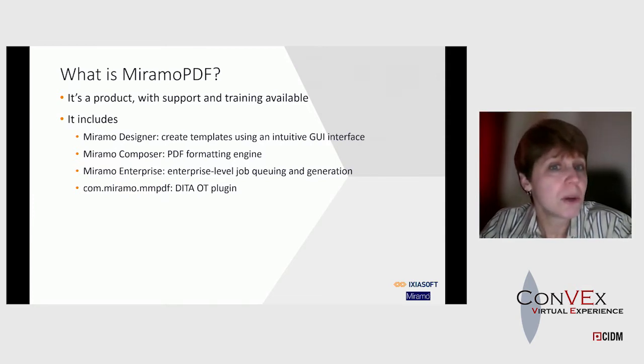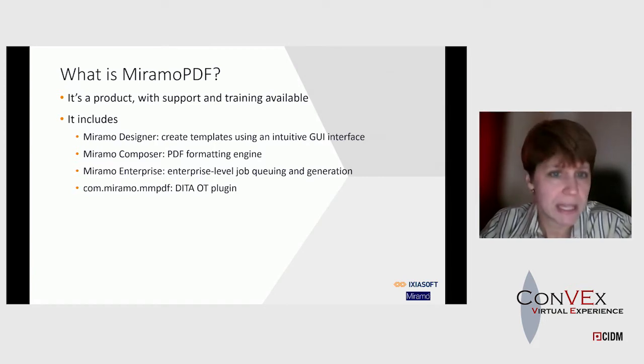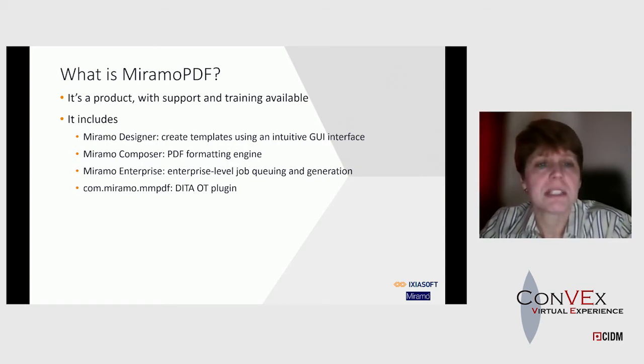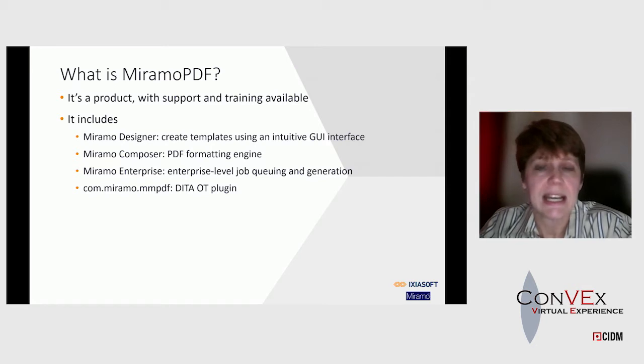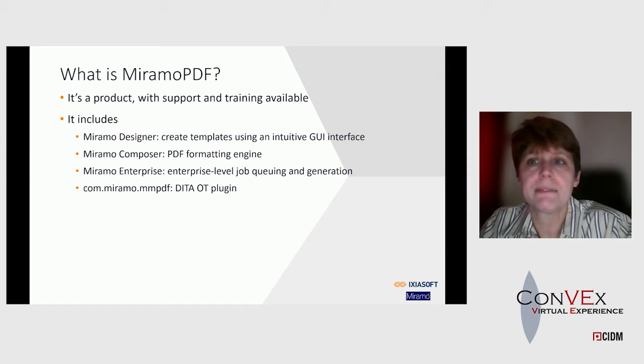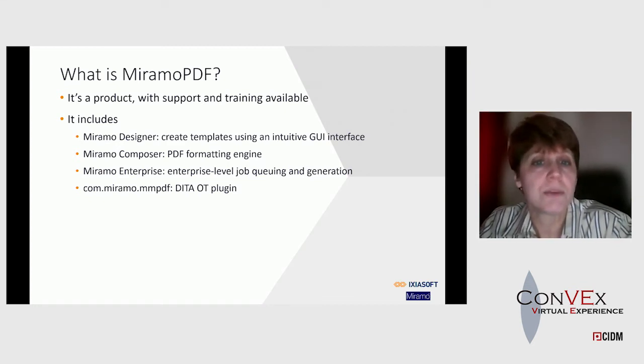And then there is Miramo Composer, which is the PDF formatting engine. So it is analogous, if you will, to Antenna House or FOP or Prince or Chemistry, for example. And then there's Miramo Enterprise, and that is enterprise level job queuing and generation software. So if you're using Miramo to do large scale automated publishing, or if you're using it with a CCMS or something, you're going to need Miramo Enterprise. And then there is com.miramo.mmPDF, which is the DITA Open Toolkit plugin.